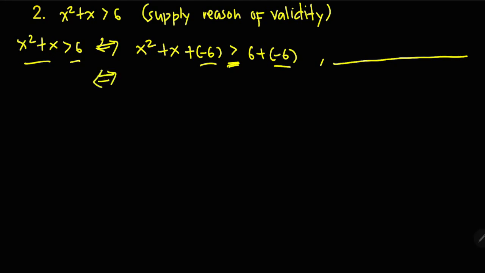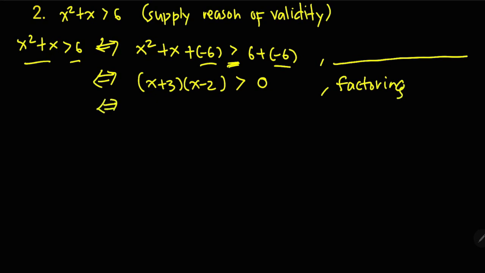Now, by our knowledge in algebra, we know that x squared plus x minus 6 is the same as x plus 3 times x minus 2. It's greater than 6 plus negative 6, which is 0. So again, that's just factoring in algebra.